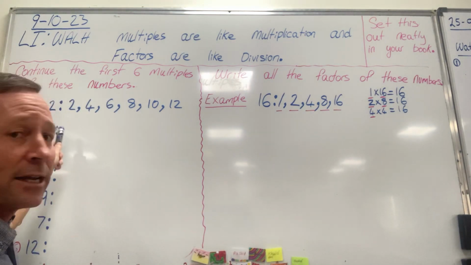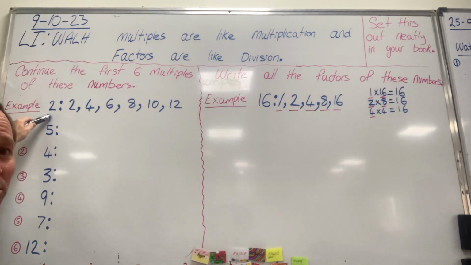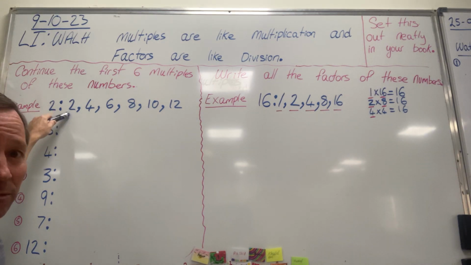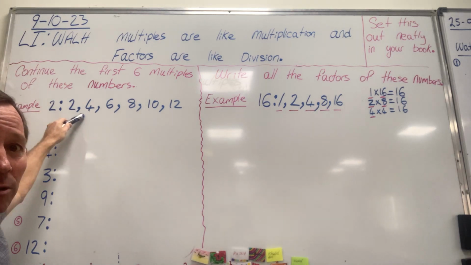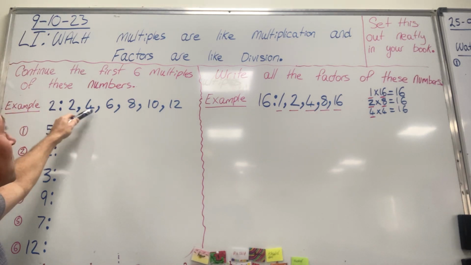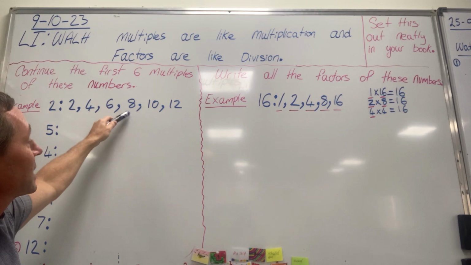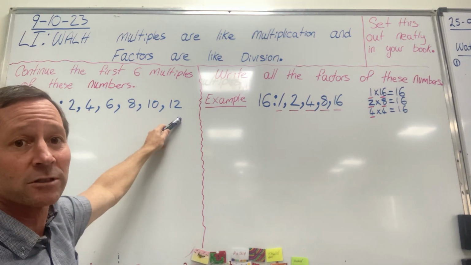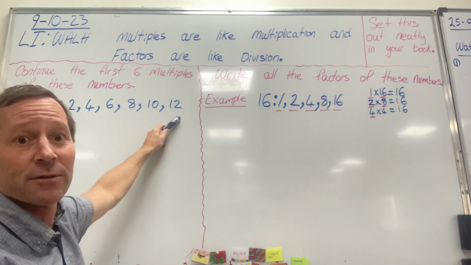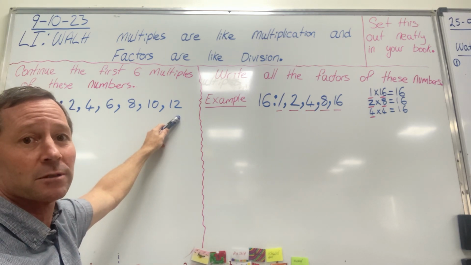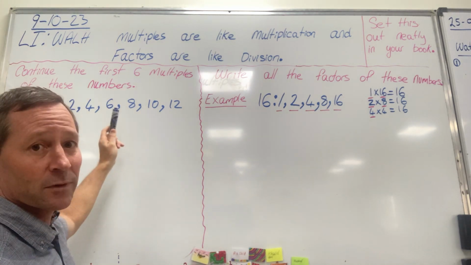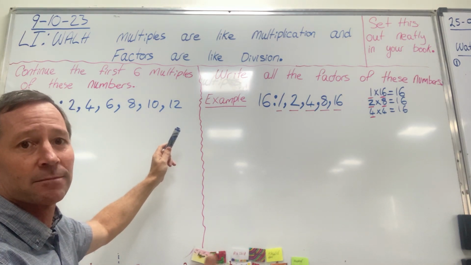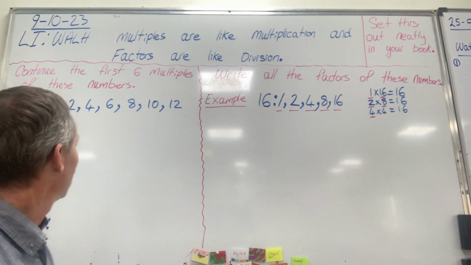So here's an example here. I have 2. So the multiples of 2, the first one would be 2, because 2 times 1 is 2. 2 times 2 is 4. 2 times 3 is 6. 2 times 4 is 8. 2 times 5 is 10. 2 times 6 is 12. So they are the first 6 multiples of 2. My next one would be 14, 16, and so on.